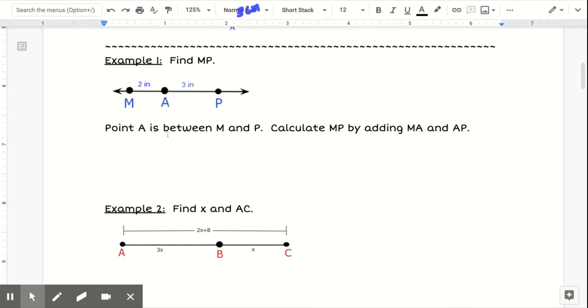Okay, so now we're on to an example. We've got our basics down. And our first example says that we have this line MP, and point A is between points M and P. And they want us to calculate the length of MP by adding MA and AP. So I'm going to write that down first. The length of MP is equal to the length of MA plus the length of AP.